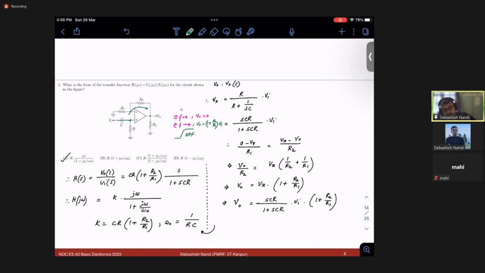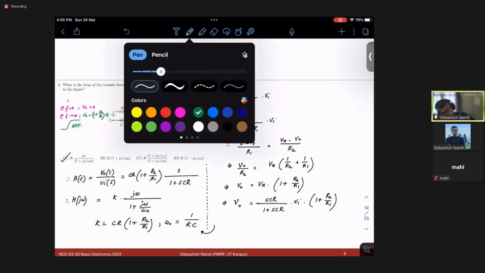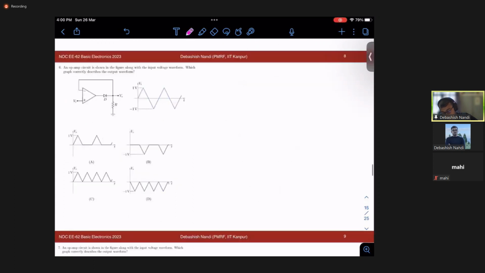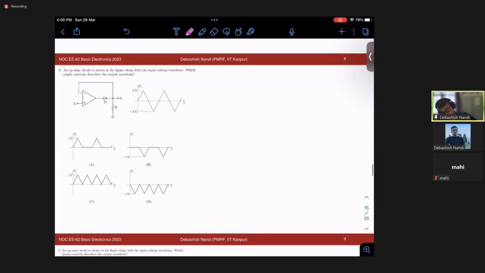This is the analytical way how you can analyze this circuit. Okay, just let me shift this. And also f equal to 0, open. Okay. So this is how you analyze this kind of circuit. Okay, so let's move on to the next problem.